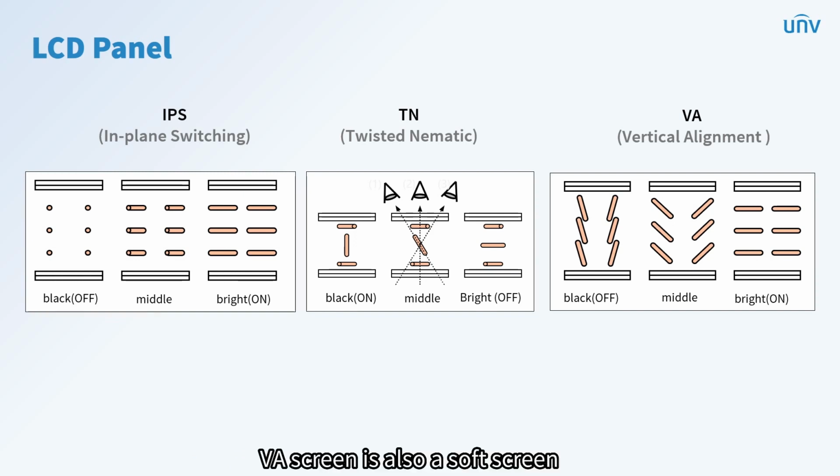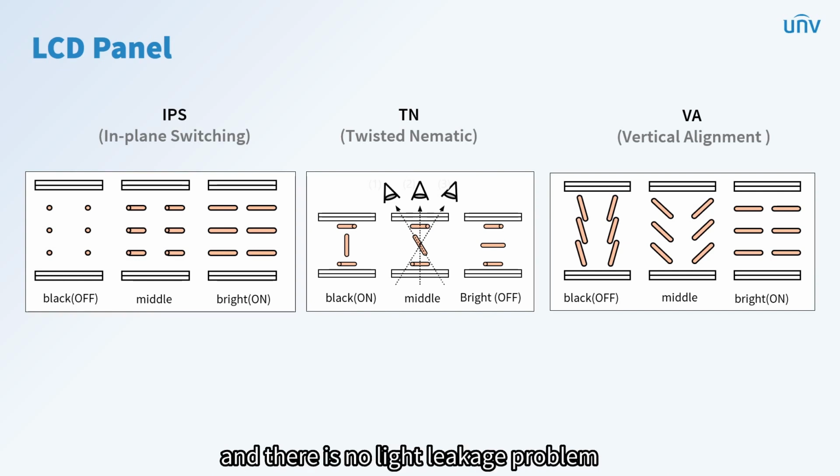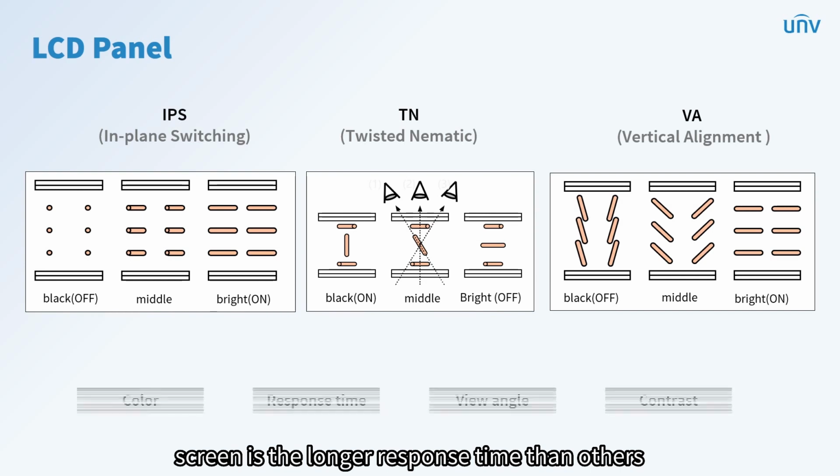VA screen is also a soft screen. It is characterized by high contrast. For example, black and white in the display are purer, and there is no light leakage problem. And the main shortcoming of the VA screen is the longer response time than others.